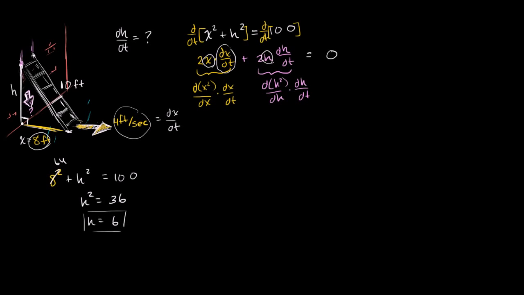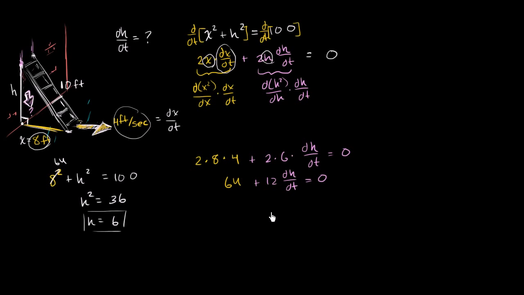So let's do that. We get 2 times 8 feet times 4 feet per second, plus 2h, so plus 2 times our height right now, which is 6, times the rate at which our height is changing with respect to t, is equal to 0. And so we get 2 times 8 times 4 is 64, plus 12 dh/dt is equal to 0.